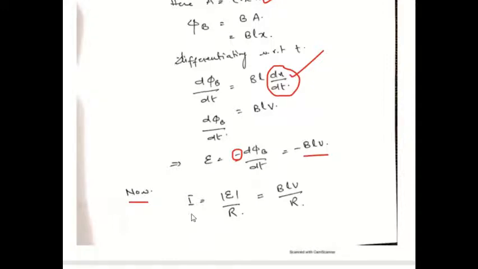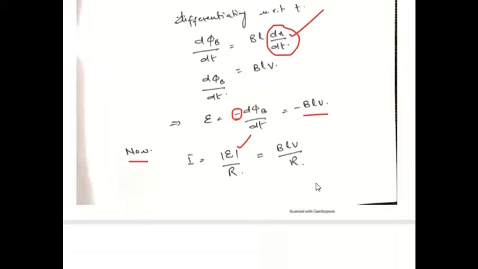By using Ohm's law, we know that I equals V over R, and in this case we have an induced voltage over here. So it is induced EMF divided by R, and the value of induced EMF is BLv. As I have taken the modulus, this negative sign goes away.